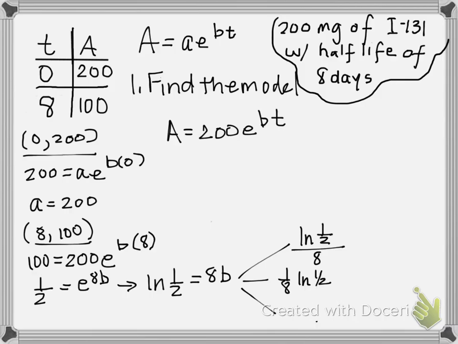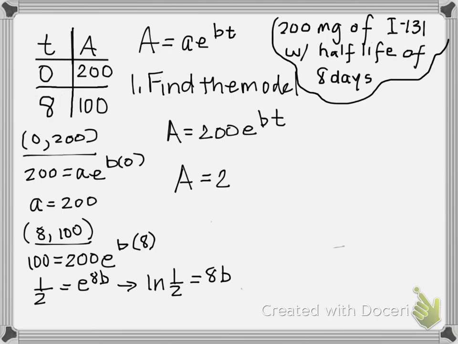Okay, so I'm just going to fill that in for b up here, and then that's my answer to the first question. The model is 200 e to the, I'm going to do it like this, 1/8 ln 1/2 times t.